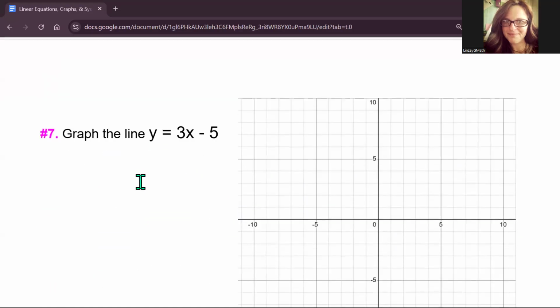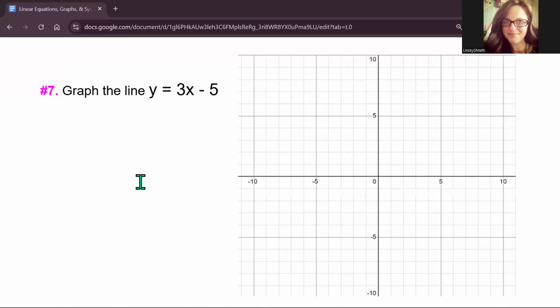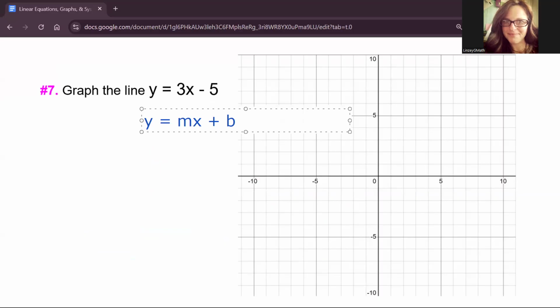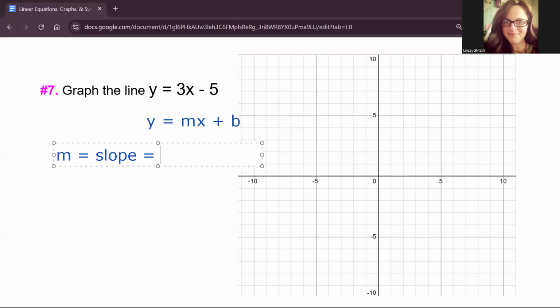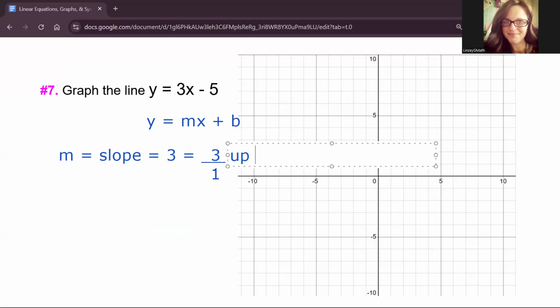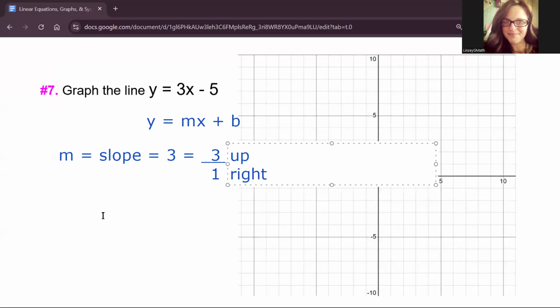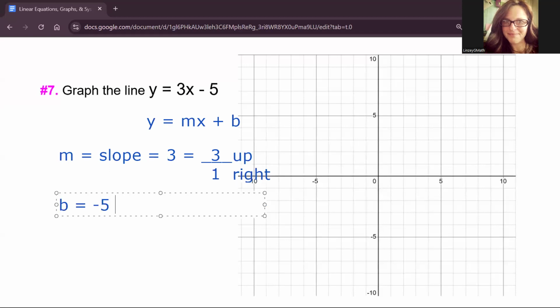All right, we are halfway through. Number 7, graphing a line. This line is given to us in the form y equals mx plus b. M, our slope, is 3, and we can put 3 over 1 so that we have our rise over our run, up and right. B is -5, our y-intercept, (0, -5).